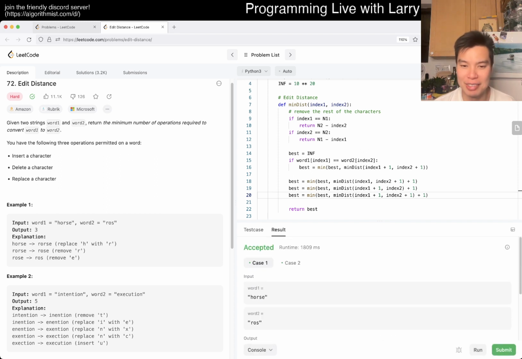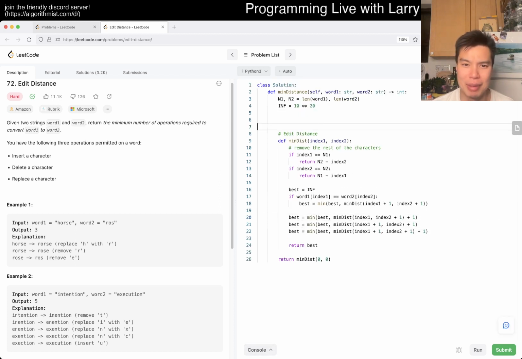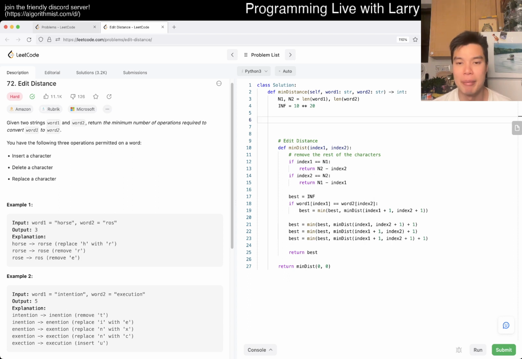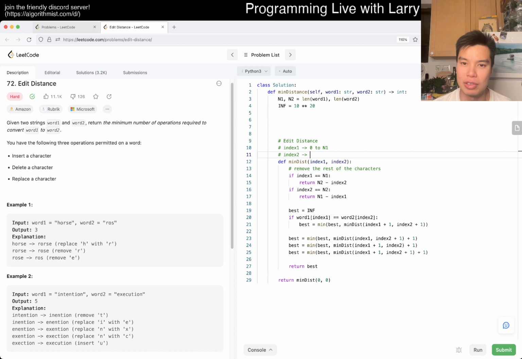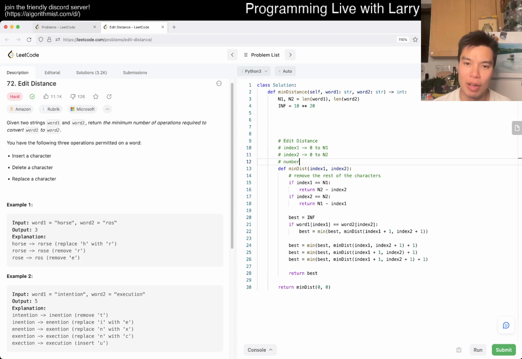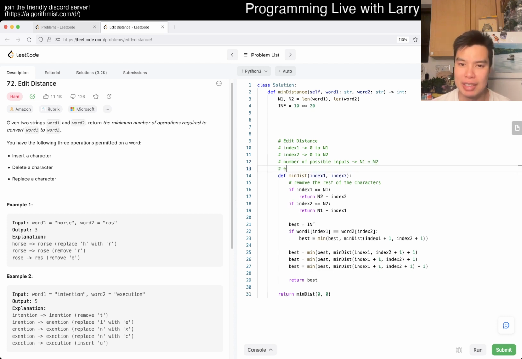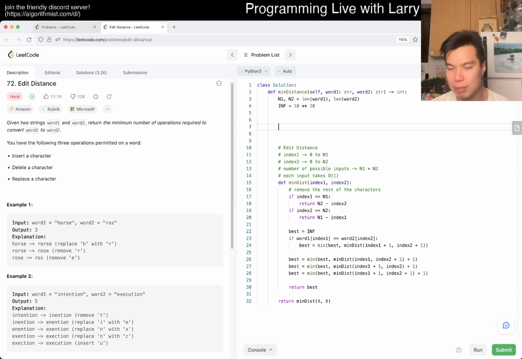Okay, looks good. Time is really slow even for just 5 and 3. Of course, the reason is because we need memoization. You probably knew this, this is a dynamic programming day. The first thing we do is look at how much space we need. Index one goes from 0 to n1, index two goes from 0 to n2, so the number of possible inputs is n1 times n2. That's the space we need, because each input stores one number, so that's O(1) each. So let's allocate the space.